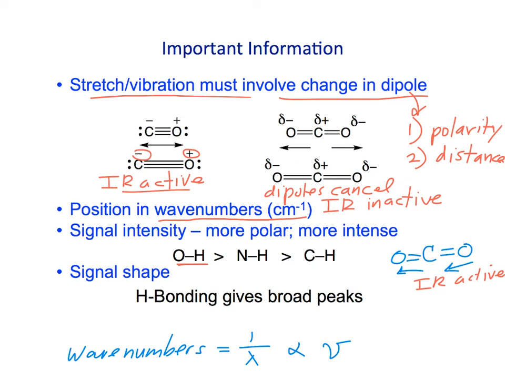The second thing here, the signal intensity. So what we'll see, it's not only the position of an absorption that's important, but it's also the shape of the peak, how strong it is and how broad it is or how narrow it is. Okay, so if we have more polar bonds and there's a bigger change in dipole, the stronger the peak will be. Also, if we have functional groups like OHs or NHs that can do hydrogen bonding, that tends to broaden the peak. Okay, so these are just some general things.